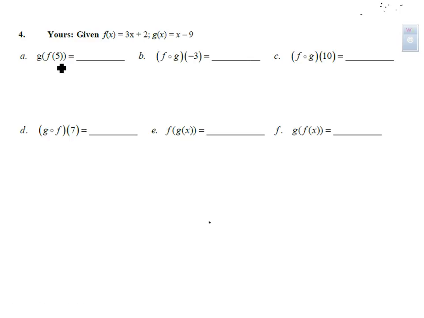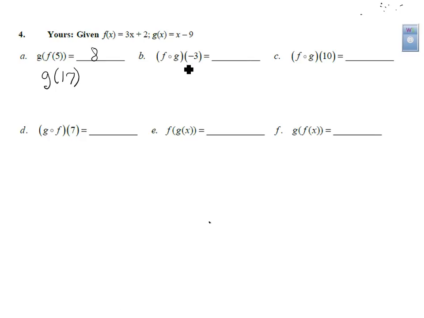So we're going to take f of 5 and we're going to plug it in. So this says plug 5 into the function of f. So I'm going to plug 5 right there. 3 times 5 is 15 plus 2 is 17. So I'm going to have g of 17 is what I'm finding now. Plug 17 into the function of g. 17 minus 9 looks like 8. Once again, plug in a number, get a number.